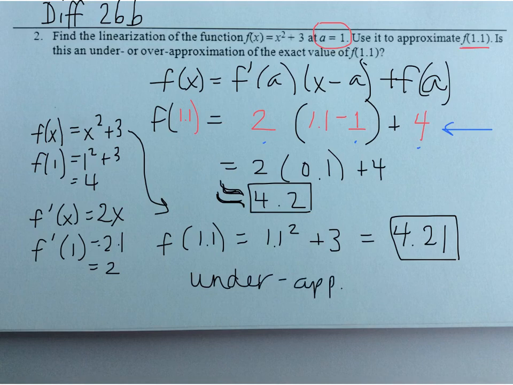of the actual, right? So what I'm guessing is that the curve, well, we know this curve looks like a parabola up 3, so something like this. And if you think about a tangent line, that tangent line is going to be underneath the actual height of the curve, so that makes sense.